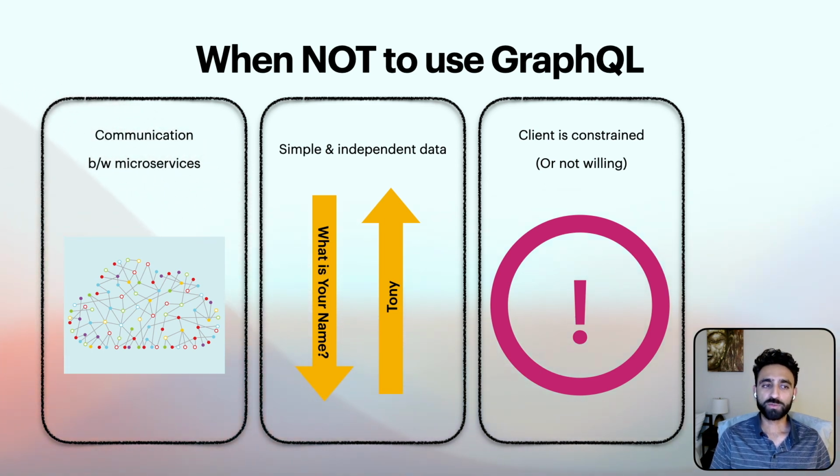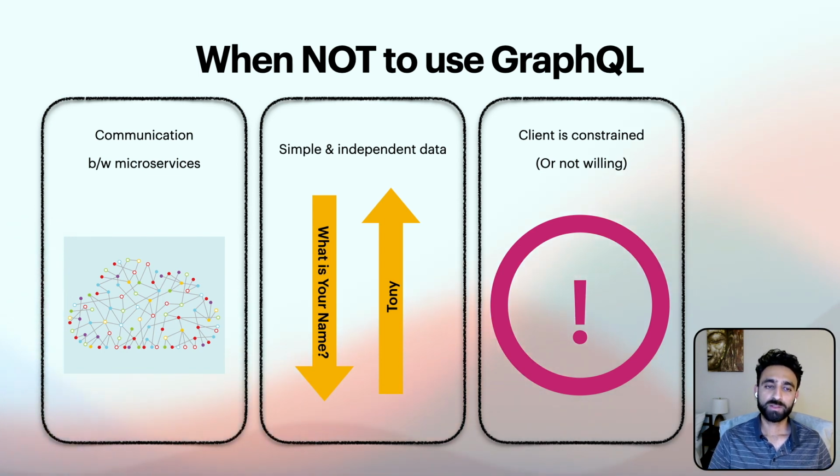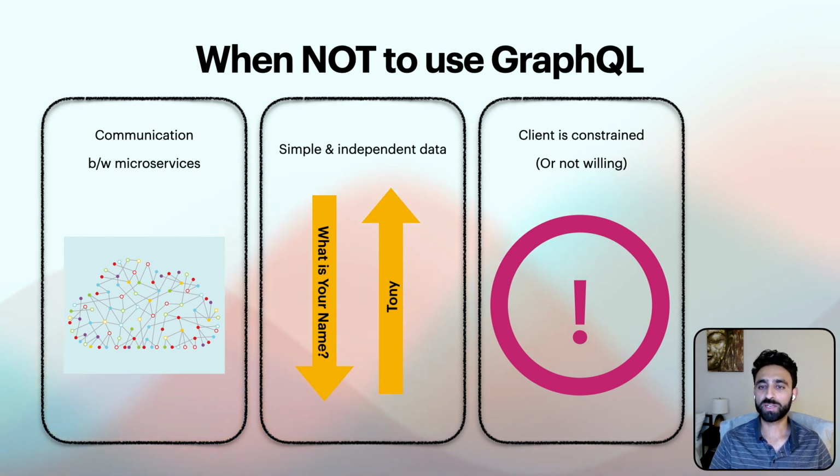Another reason to not use GraphQL would be that client is constrained or not willing to use GraphQL. Let's face it, REST is still the default choice for most of the web. Some clients may not be willing to use GraphQL when they have a learning curve involved, or they might have other constraints that do not allow them to use GraphQL.